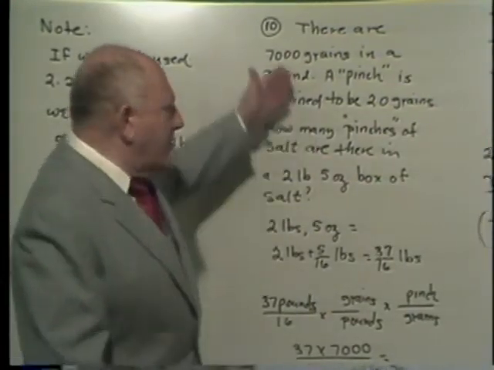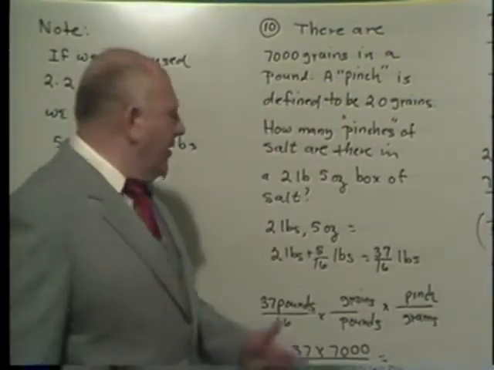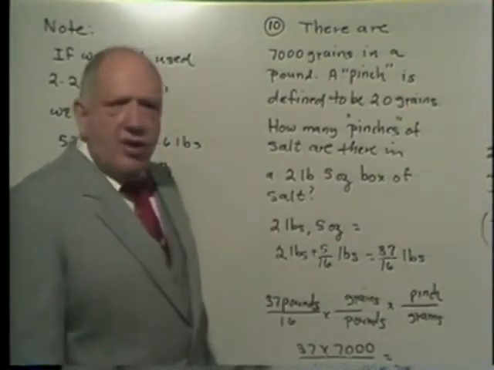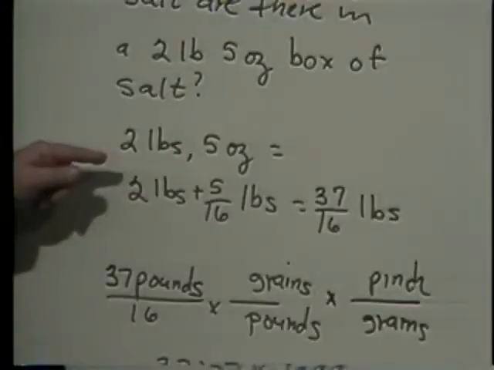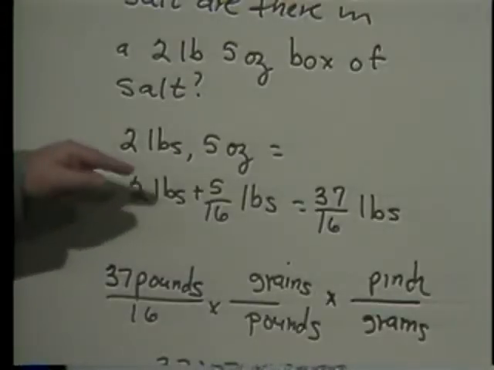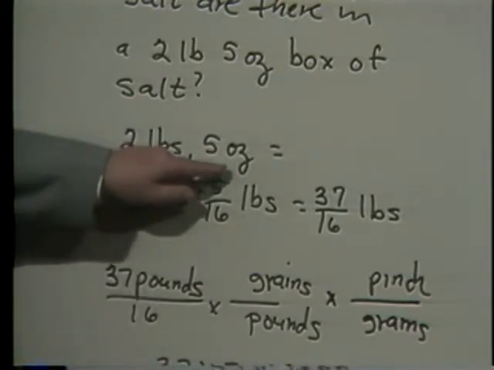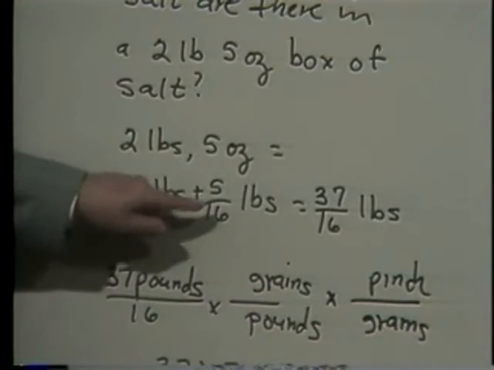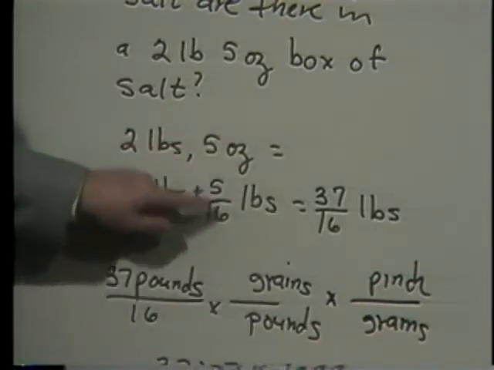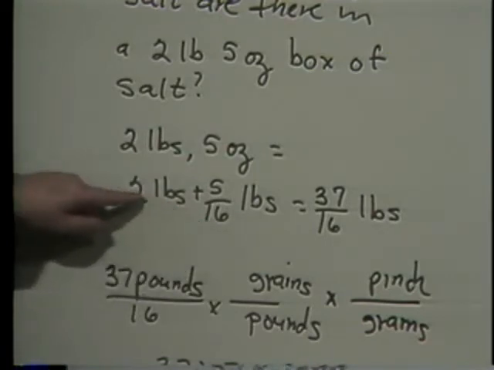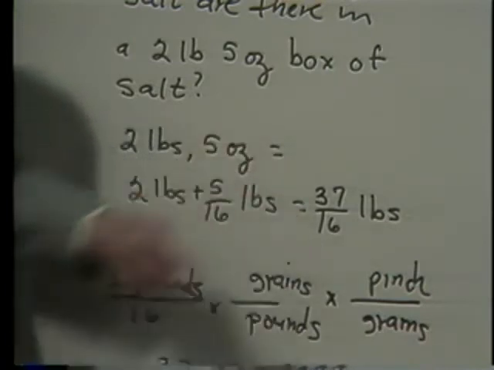Now, I'm just trying to show you, in terms of this little pseudo-sophisticated problem, how you can research something for yourself. It wasn't a big thing, but I wanted to research how many pinches of salt there were legally in 2 pounds, 5 ounces. The problem is that since pinches were defined in terms of grains, and grains were defined in terms of pounds, I first decided to convert the 2 pounds, 5 ounces into pounds. There are 16 ounces to a pound, so it's 2 5/16 pounds, which as a common fraction would be 32 plus 5, 37 over 16.